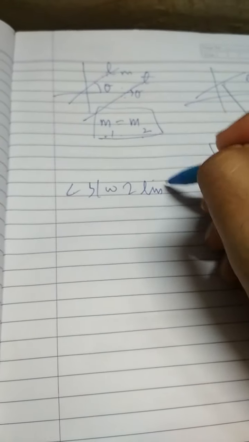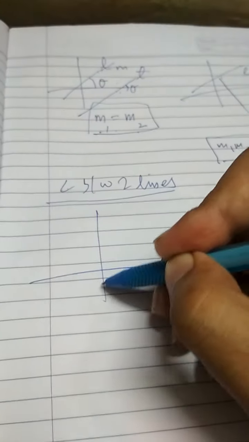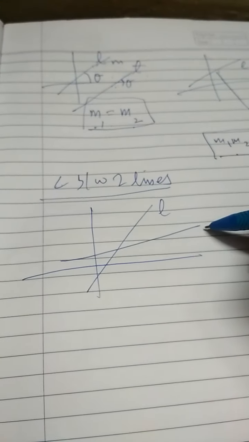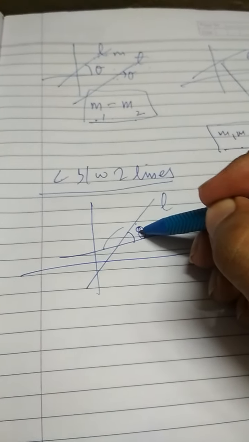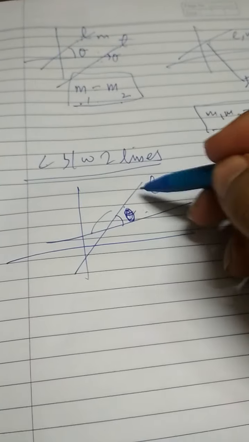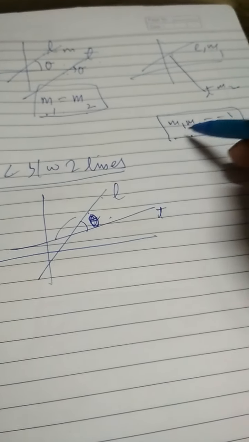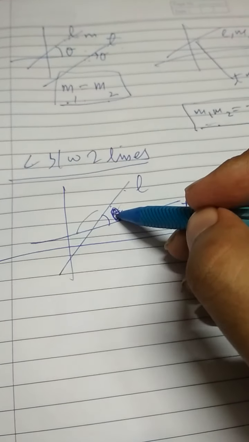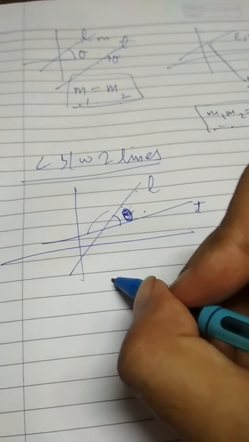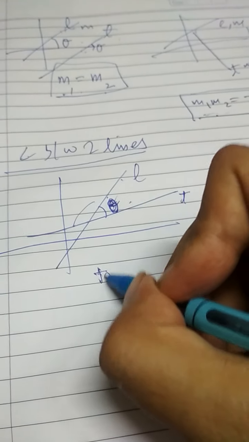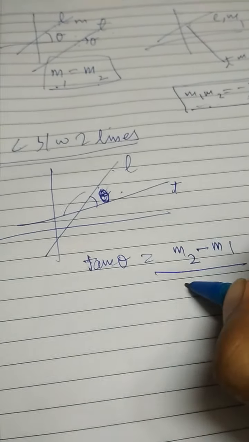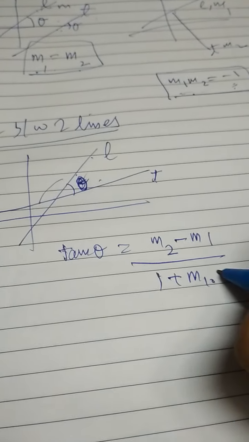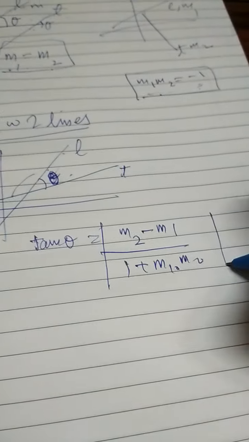Now let's study the angle between two lines. These are two lines, L and T. This is the angle between them, the acute angle, not the obtuse one. If these are perpendicular, then the product of slopes will be minus 1. But we need to find this theta when these two lines are given. What is theta? Tan of theta is equal to the slope of line 2 minus slope of line 1 divided by 1 plus slope of line 1 into slope of line 2, and this inside a modulus.